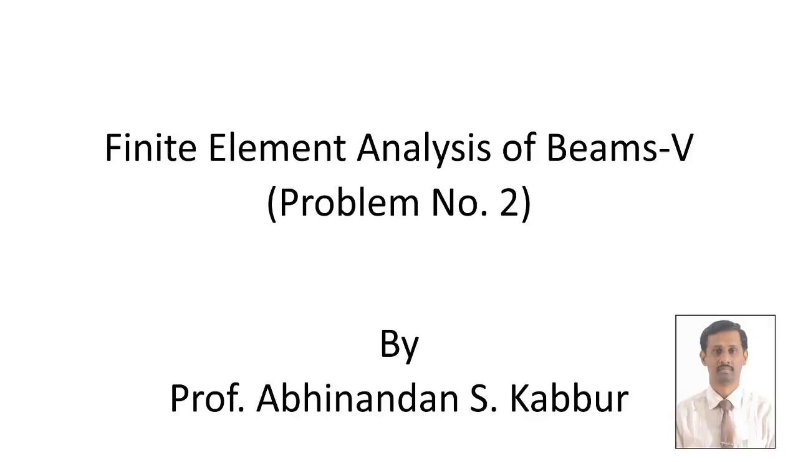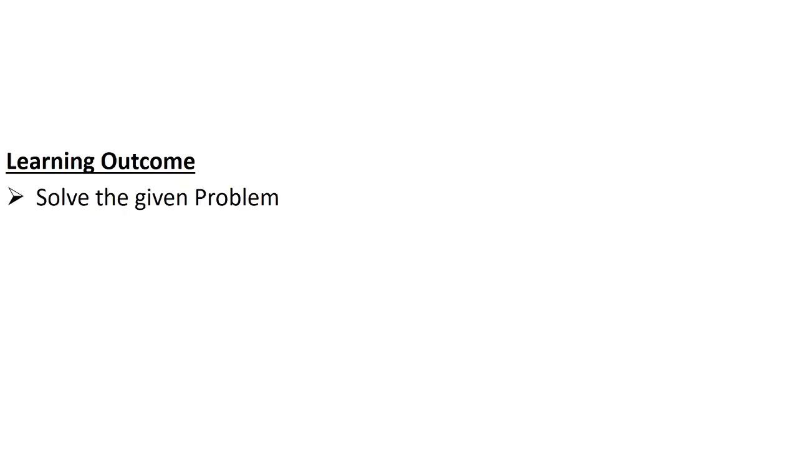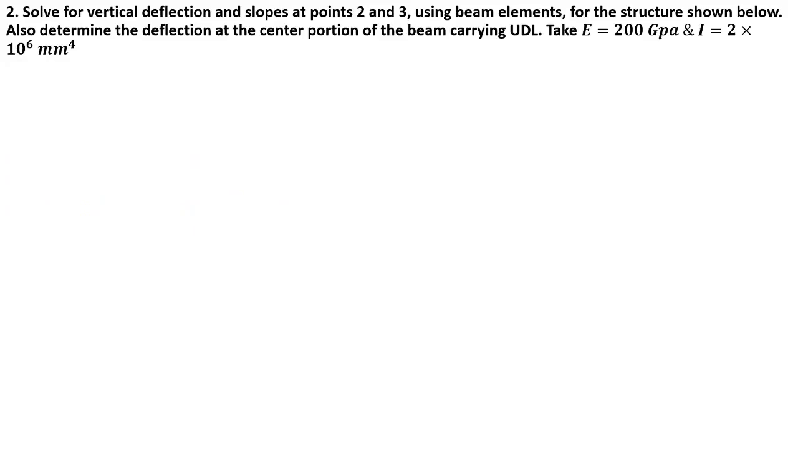Hi, welcome back to the finite element analysis of beam 5. In this we are going to solve problem number 2, and the learning outcome is to solve the given problem. Now this is the problem. Solve for the vertical deflection and slope at point 2 and 3 using the beam element for the structure shown below.